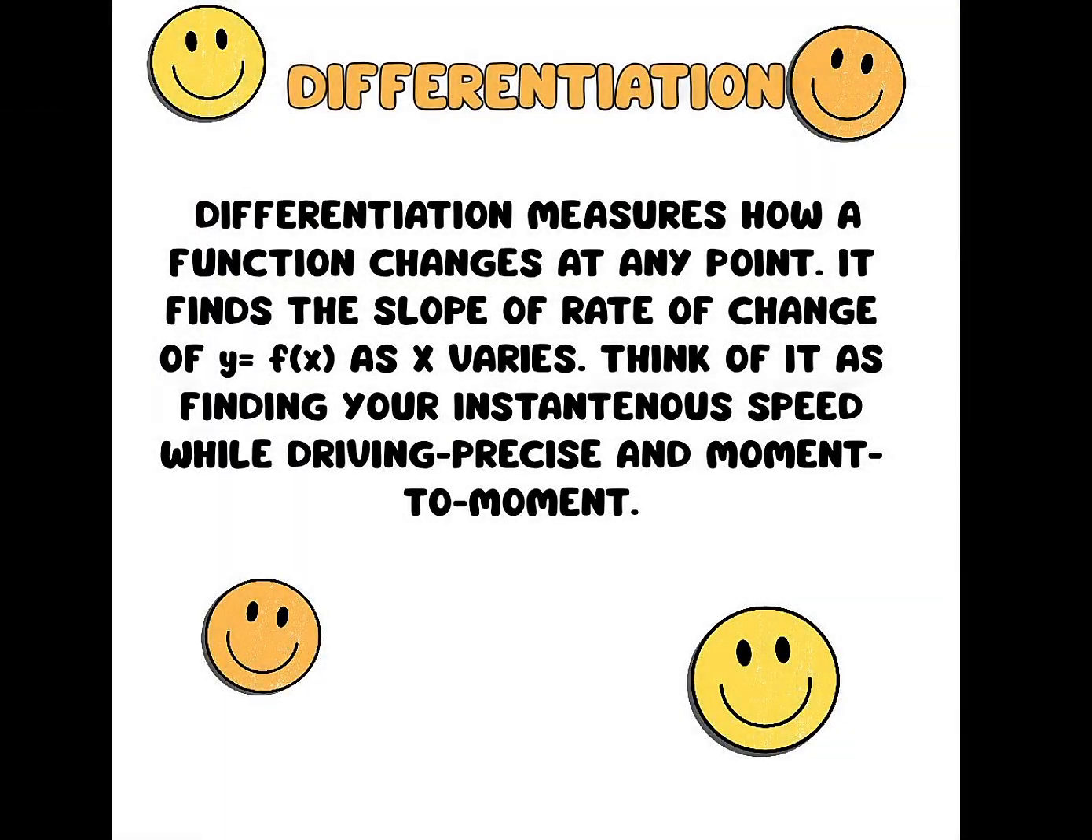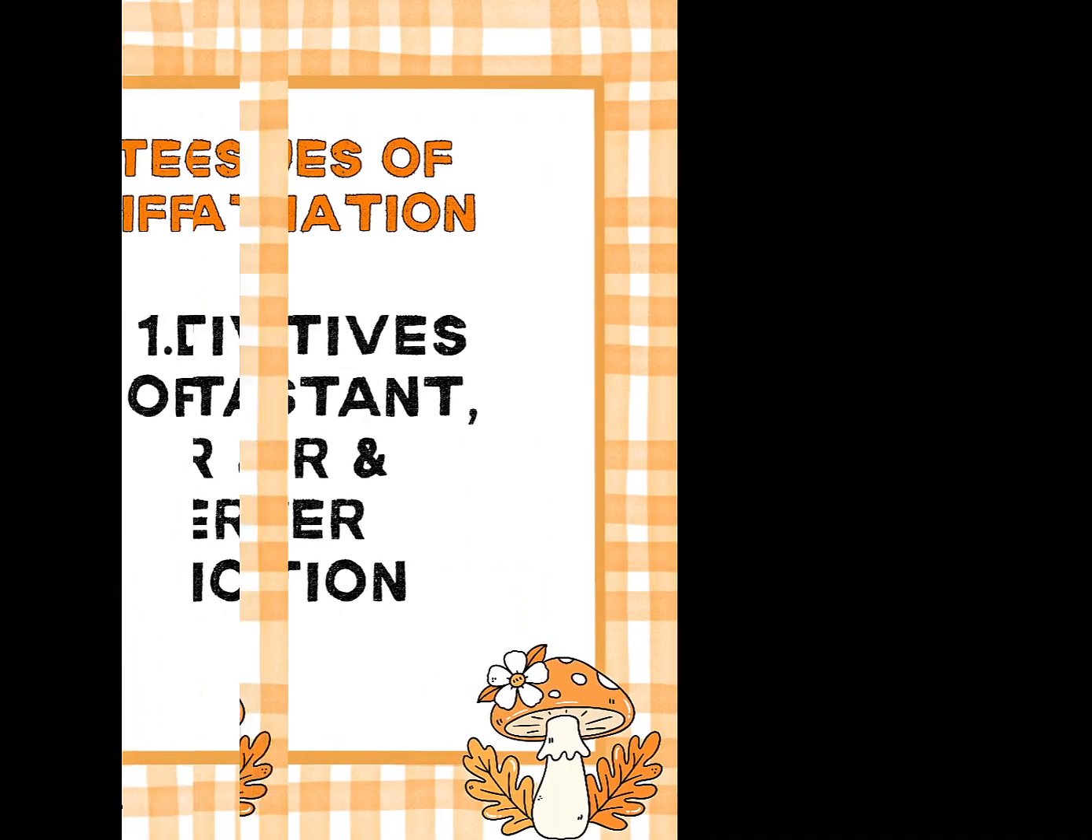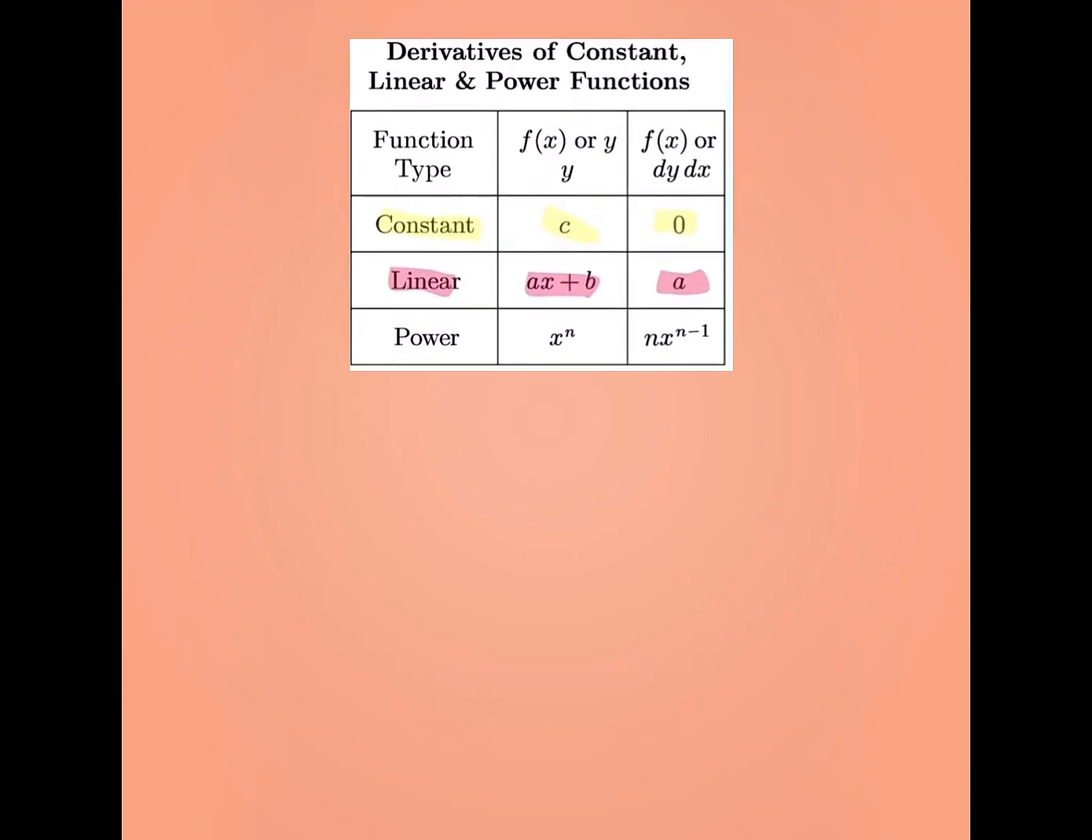Now, I will explain about differentiation. Differentiation is all about finding the instantaneous rate of change. It is also a method of finding the derivative of a function. So, what is a derivative? Derivative is all about finding the slope. As you can see in the table here, this is how we solve the differentiation of constant, linear and power functions.